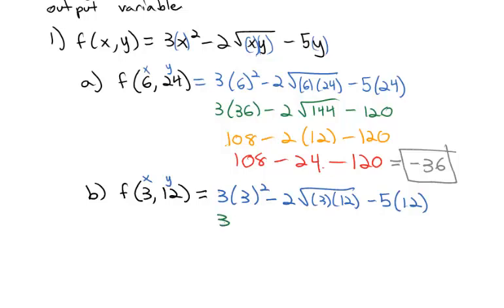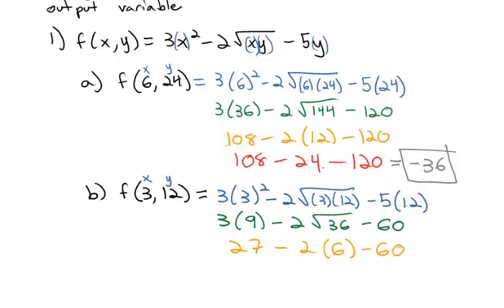And then we can start simplifying. 3 times 3 squared is 9, minus 2 square roots of 36, 3 times 12, and 5 times 12 is 60. Continuing to simplify, 3 times 9 is 27, minus 2 times the square root of 36 is 6, minus 60. Continuing to simplify, then we have 27 minus 12 minus 60. And that is going to be negative 45 for our output variable.